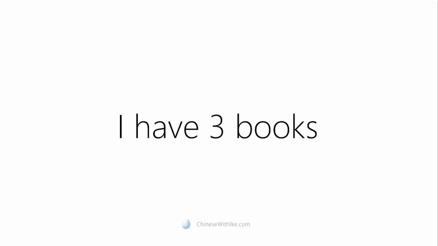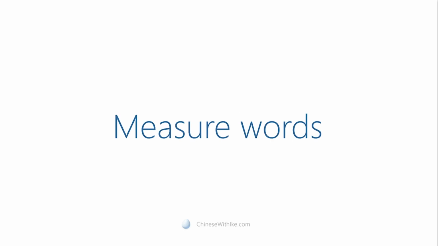Now try to say, I have three books. For this, in Chinese, we need to pay attention to the measure words. The measure word is the word between number and noun. There is no logic between measure word and the noun. They are fixed combinations, so you have to remember them one by one. In this course, we will introduce two measure words.